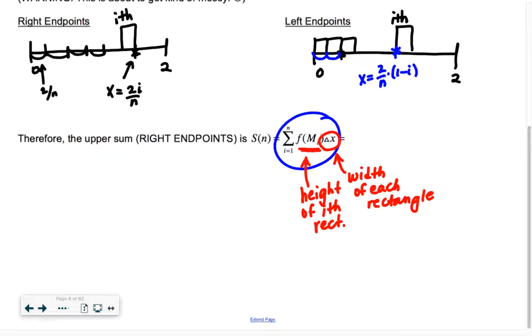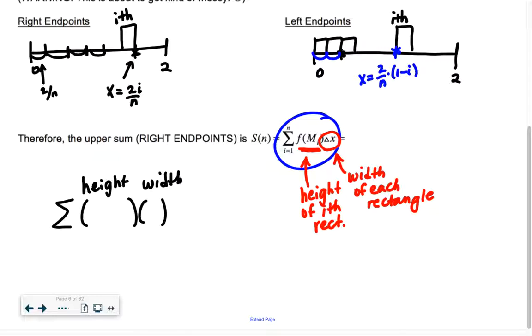So what are we doing? We're multiplying the height times the width. And we're doing it for the first rectangle, plugging in i equals 1, the second rectangle, the third rectangle, all the way to the nth rectangle. Okay? So like I said, you don't need to write that notation. You could just say something like sigma height times width. So we want the height and the width.